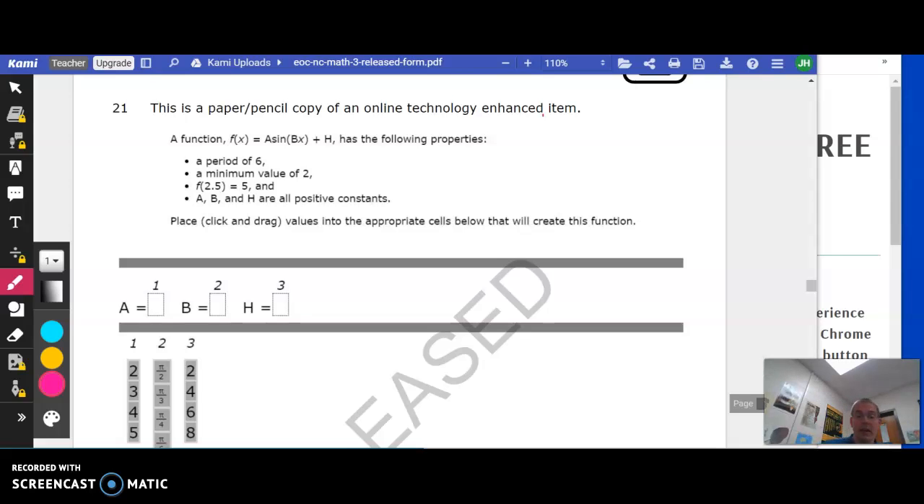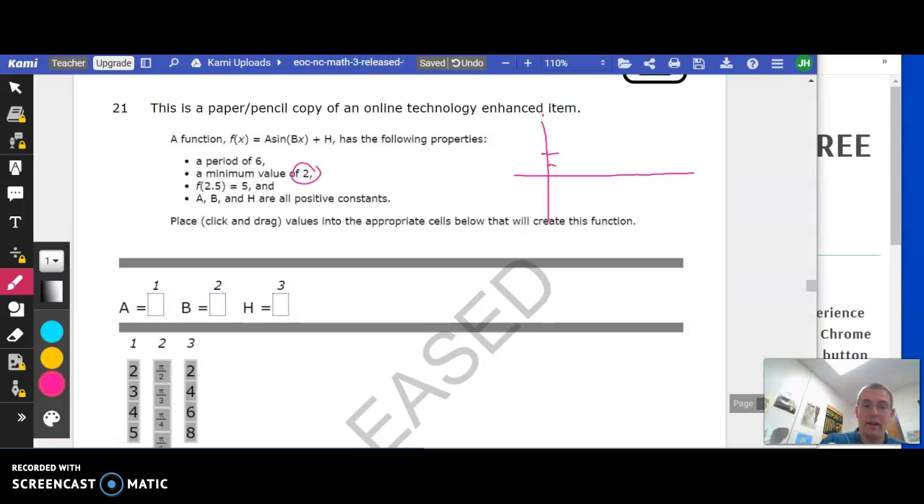Okay, here's another one of those technologically enhanced items where you're going to drag the numbers into the box, but in this one we are going to try to use some Desmos, but the more that you know about this, the better off you will be. So one thing that you might want to know is this graph has a minimum of 2. So this graph would have a minimum value of 2, and it would have a maximum value. We don't know. It doesn't tell us the maximum value. So a minimum of 2 is important, and it tells us the period is 6.